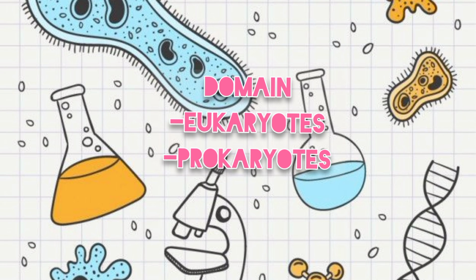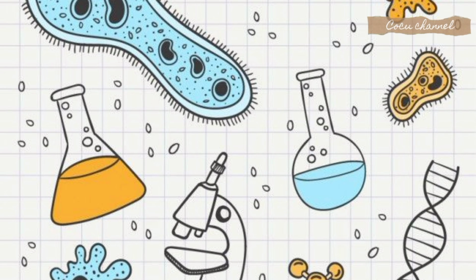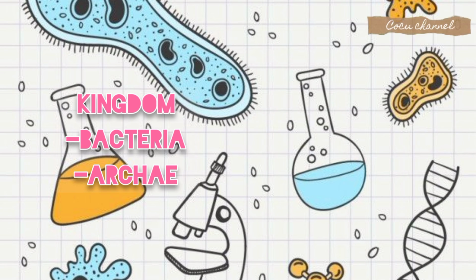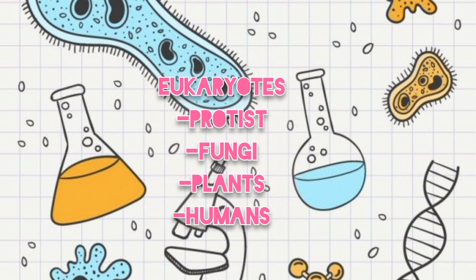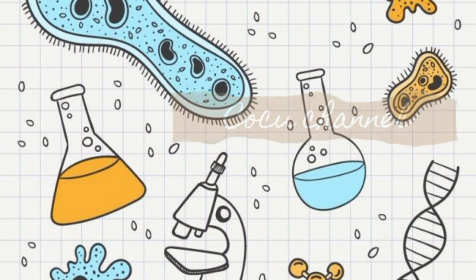The first and largest group is the domain. Under this are eukaryotes and prokaryotes, and the second largest group is the kingdom. Under these are bacteria and archaea respectively. Under eukaryotes are protists, fungi, plants, and animals, including us humans.